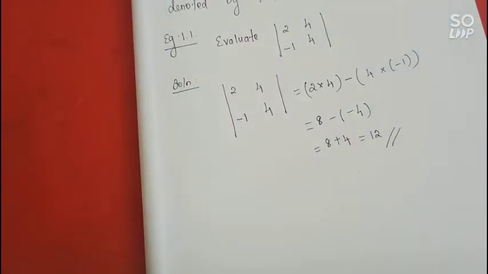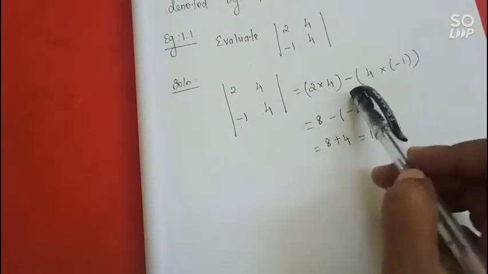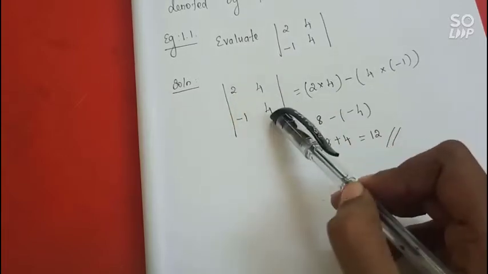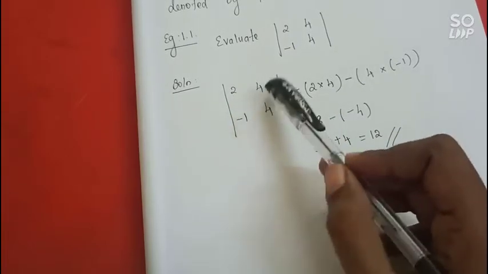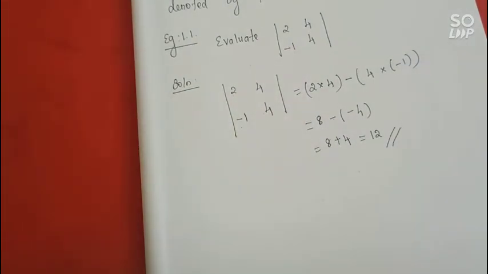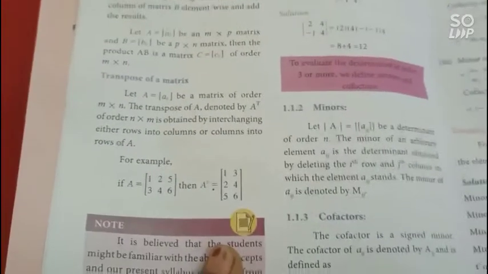Got it? Understand? Okay. The center symbol, don't get confused, is minus. So 2 into 4 minus 4 into minus 1. That's all. Example 1 over. Then next we are going to learn minor.